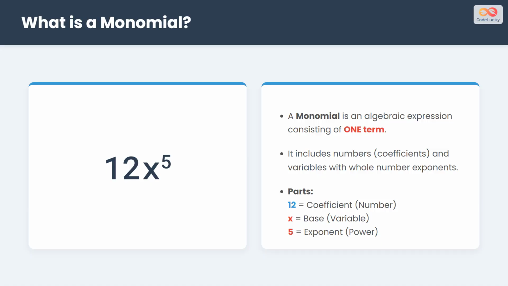First, let's quickly review what a monomial is. A monomial is an expression with just one single term. It is made up of a coefficient, which is the number part, and a variable raised to a power or exponent. For example, 12x to the power of 5 is a monomial.